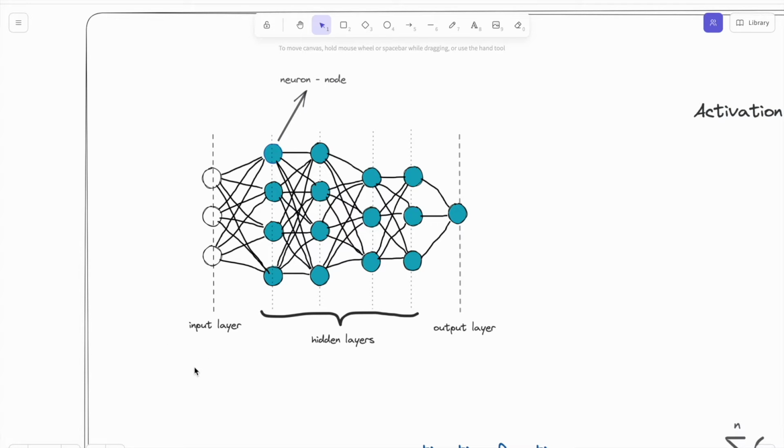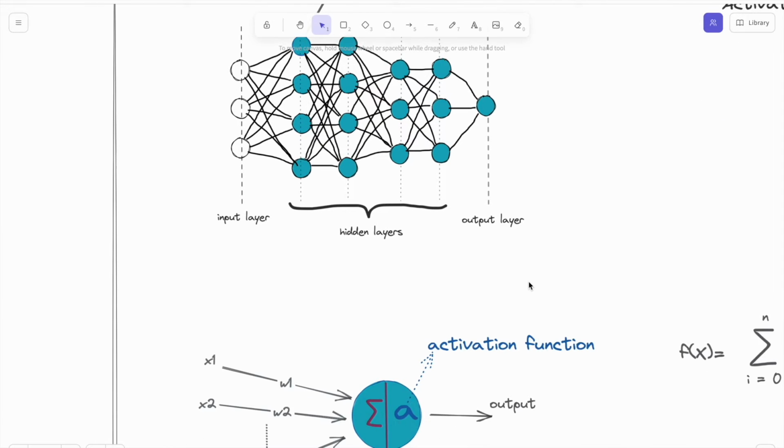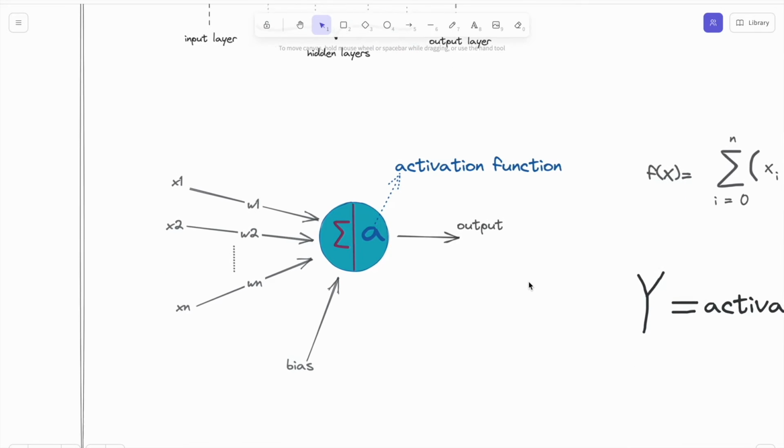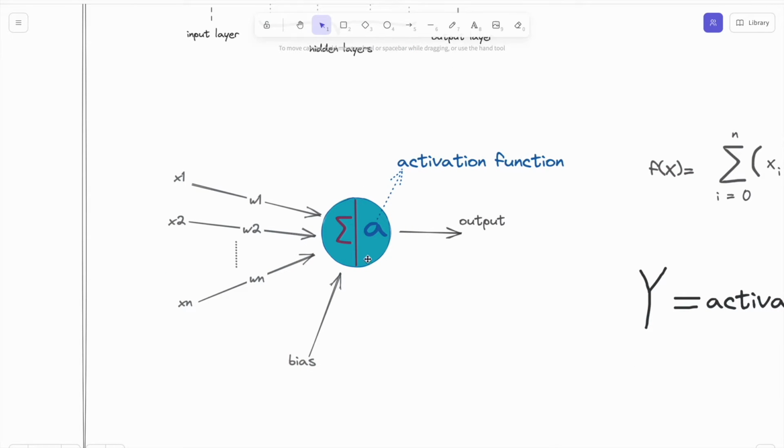As you see, we have different layers in neural network like input layer, hidden layers, and output layer. And each neuron in the hidden layers and output layer has an activation function. Let's look at a neuron closely. So as you see, we have some inputs, and each input has its own weights. We can have 1 to n inputs and 1 to n weights. And for each neuron, we have a 1 bias.